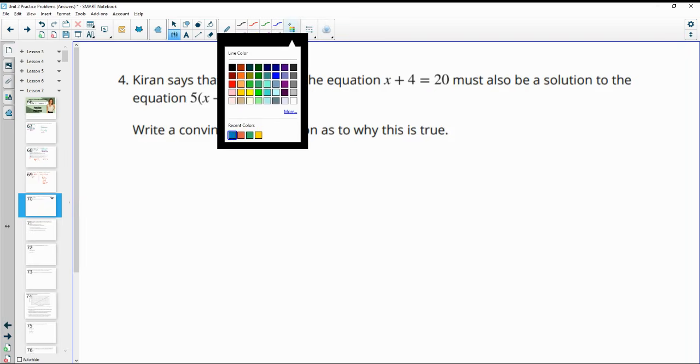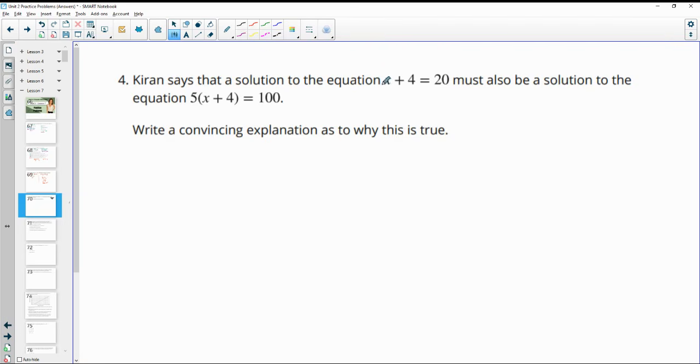Number 4: Kieran says that a solution to the equation x plus 4 equals 20 must also be a solution to 5 times (x plus 4) equals 100. Write a convincing argument. So if we look here, we can see that they've just multiplied this 5 to the left side, and 20 times 5 is also 100. So write a convincing explanation to show why this is true.